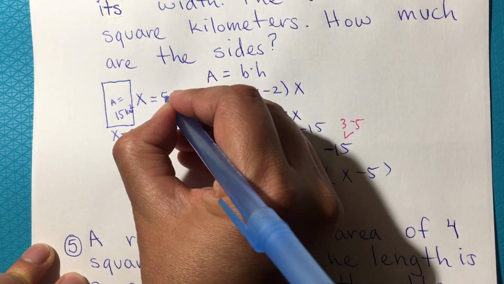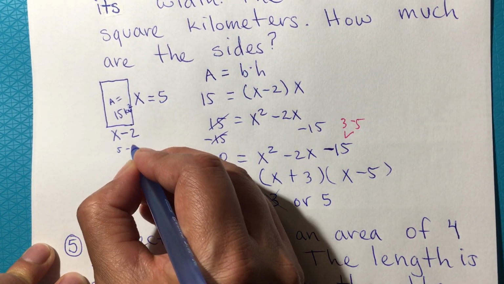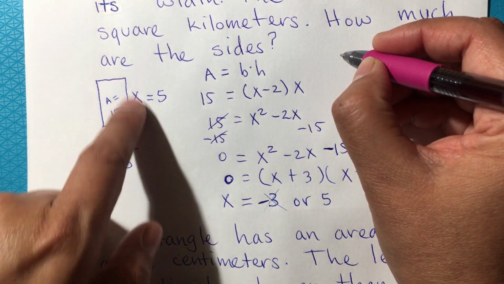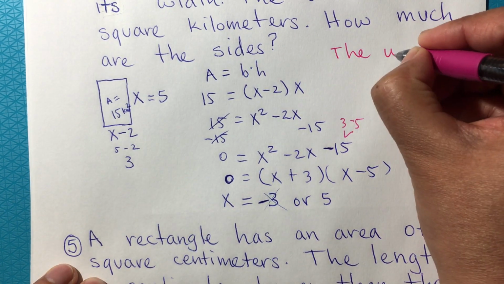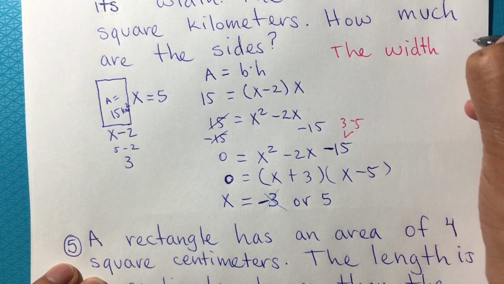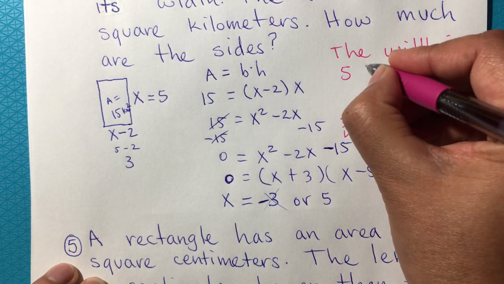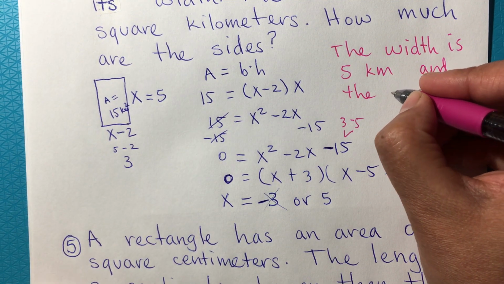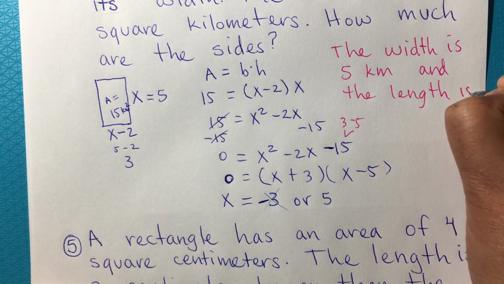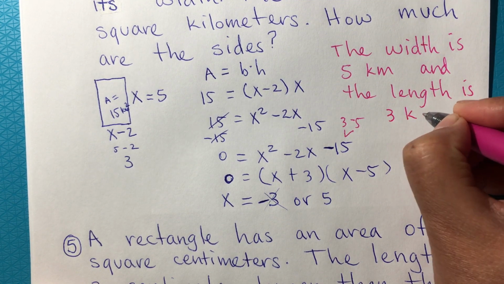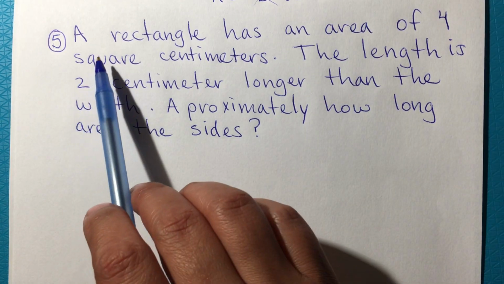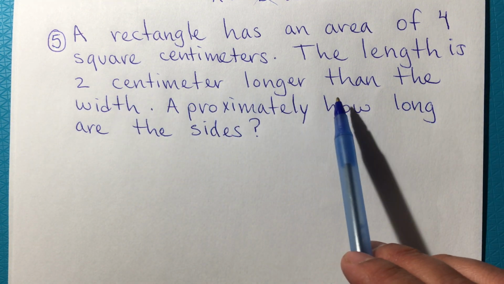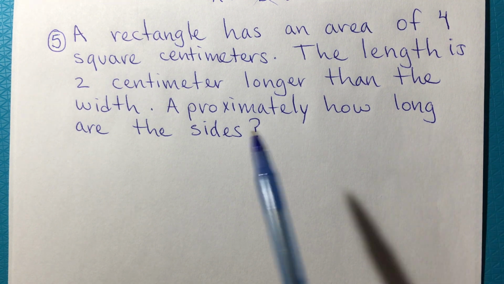x is 5, and then in here we substitute 5 minus 2 is 3. So we can say that the width is 5 kilometers, and the length is 3 kilometers. It says a rectangle has an area of 4 square centimeters. The length is 2 centimeters longer than the width. Approximately how long are the sides?